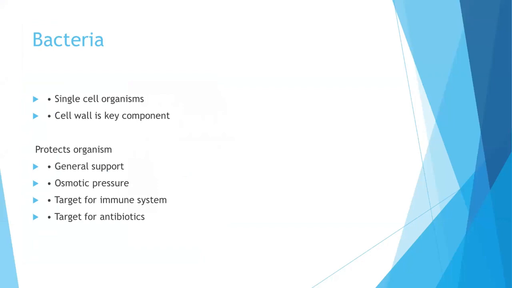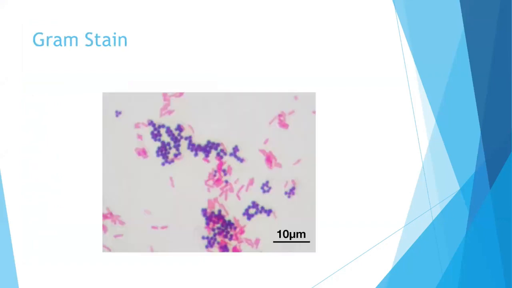So bacteria are single-cell organisms, and the cell wall is their key component. The cell wall provides general support, protects the organism from osmotic pressure, is a target for the immune system, and is also a target for antibiotics. Now here you can see the gram-positive organisms in purple, whereas those in pink are gram-negative organisms. We'll talk in detail about gram staining in further videos.